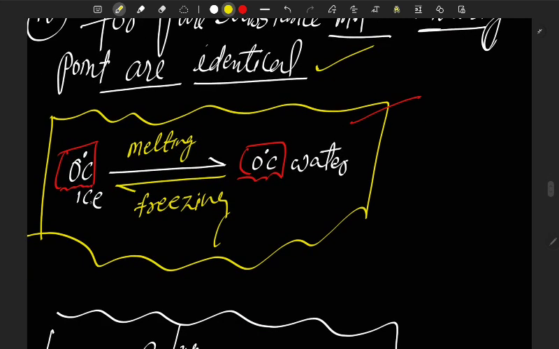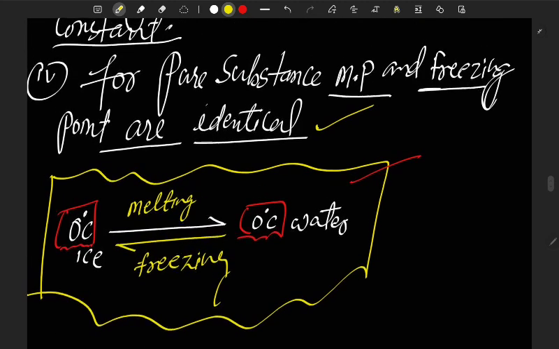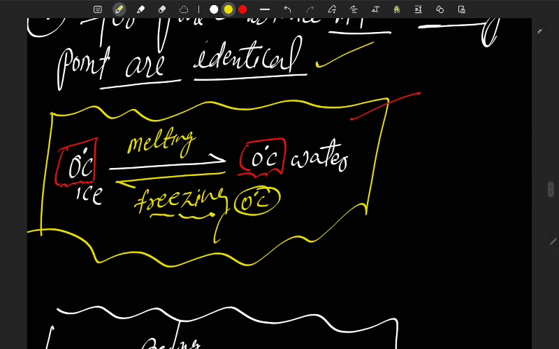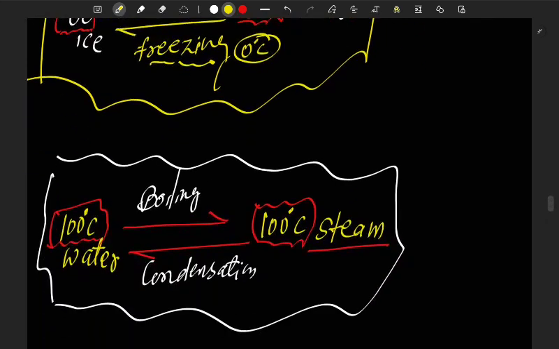Suppose ice is going to convert into water at 0 degrees Celsius. So this is the melting point of ice, which is 0 degrees Celsius. Suppose I ask you what is the freezing point of ice. The freezing point of ice is also how much? 0 degrees Celsius. So melting point and freezing point both remain identical for a pure substance.